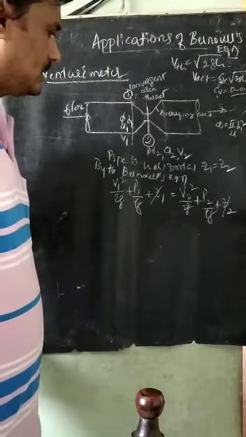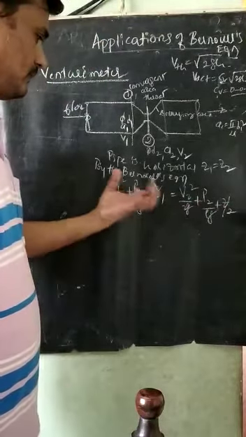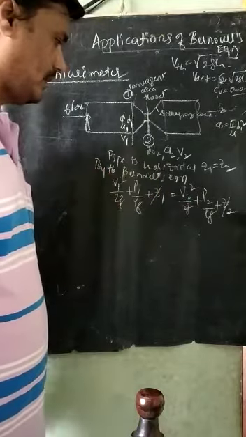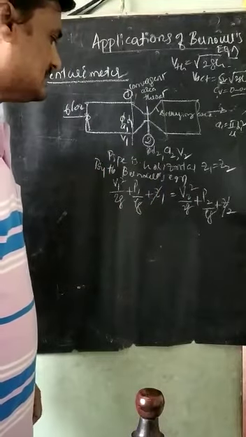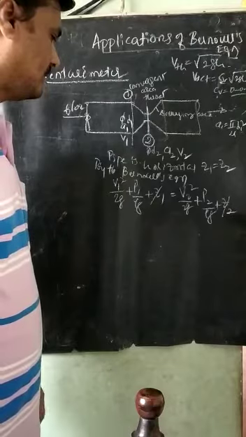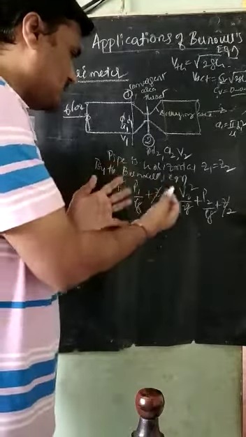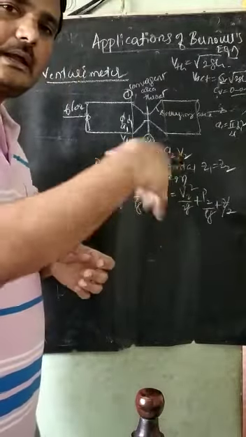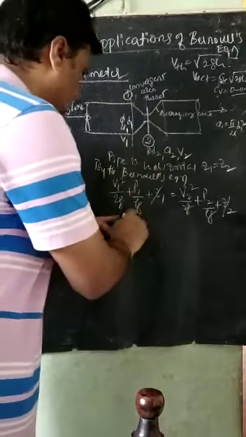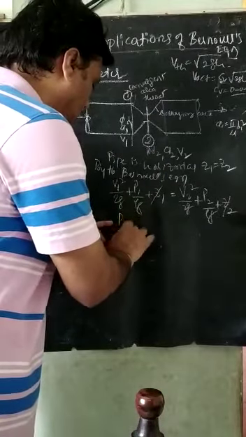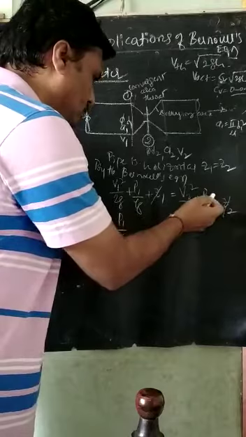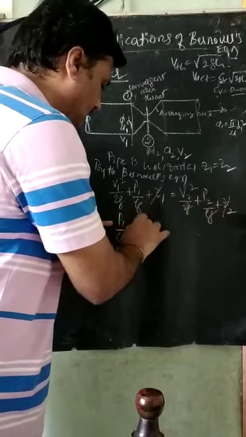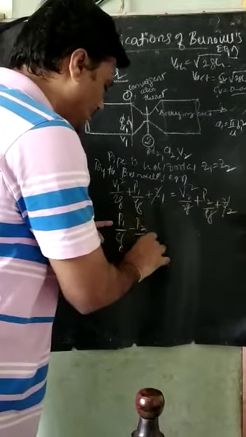Now I will rearrange this equation. I will write the pressure head on one side and the kinetic head on the other side. Therefore P1 divided by rho g minus P2 divided by rho g.